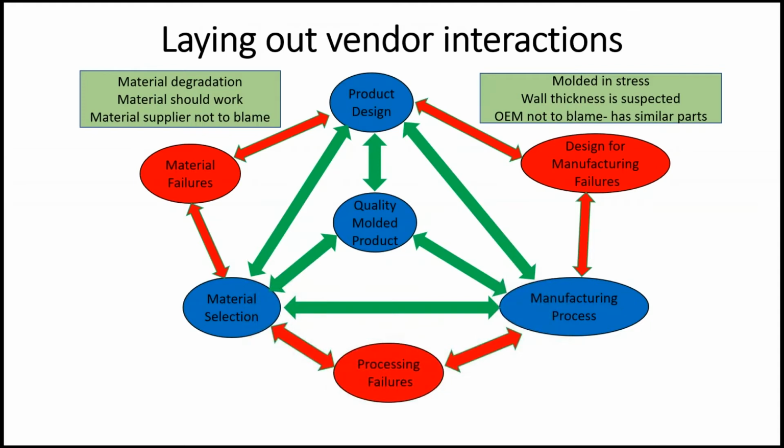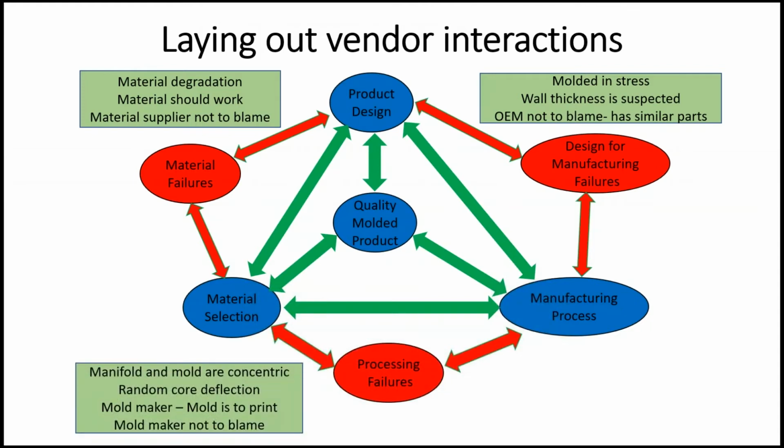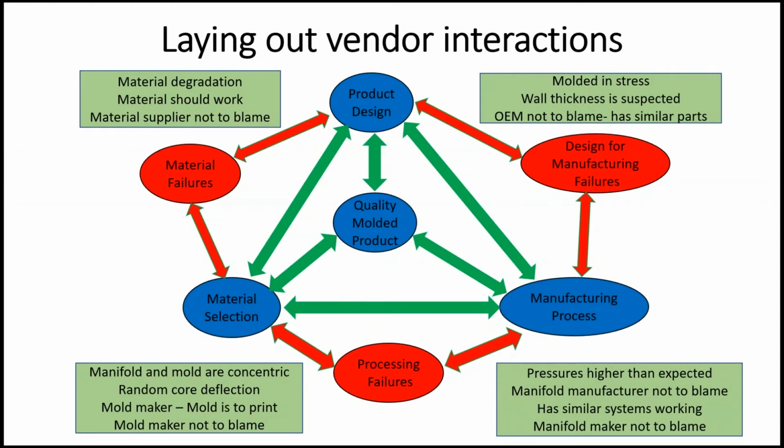Moving down to the processing side of things, they knew that the manifold and the mold cavities were concentric, so the core deflections should be centered. They couldn't explain why they were seeing core deflections of up to 50 thousandths. Taking a look at the pressures, they knew that the pressures were higher than predicted, and they couldn't explain that, and felt that it might be adding to the core deflection problems.